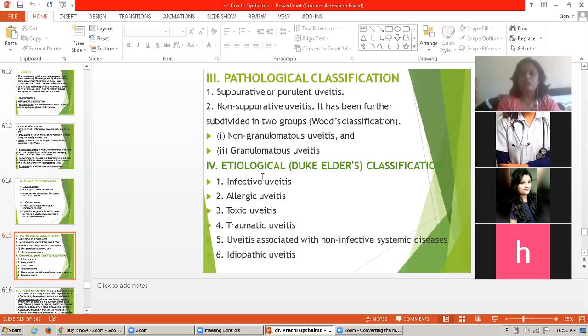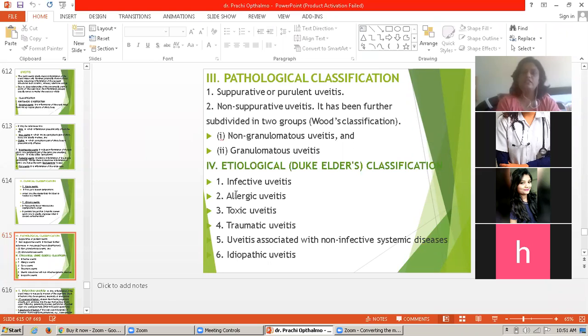Fourth one is the etiological, that is the Duke-Elder classification. In that, there are six types of uveitis: infective uveitis, allergic uveitis, toxic uveitis, then traumatic uveitis, and uveitis associated with non-infective systemic diseases. And sixth one is idiopathic uveitis. So this is the etiological classification of uveitis.